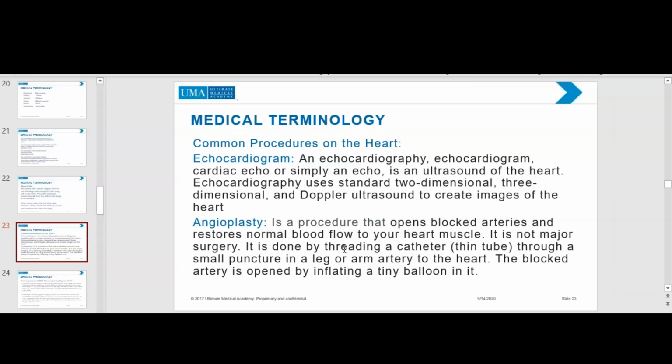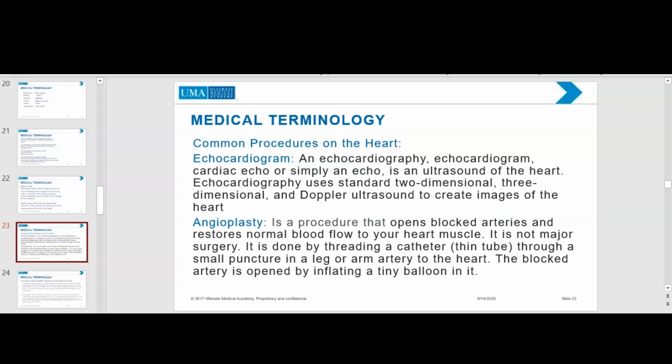Here are some common procedures on the heart. So, echocardiogram. An echocardiogram, or echocardiography, is an ultrasound of the heart. It uses standard 2-dimensional, 3-dimensional, and Doppler ultrasound to create images of the heart.